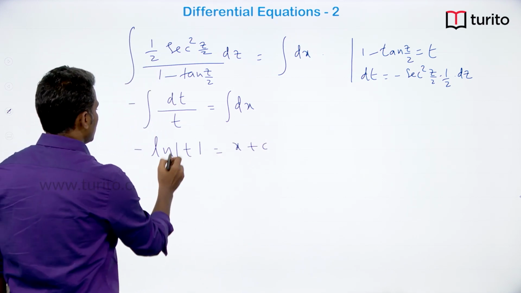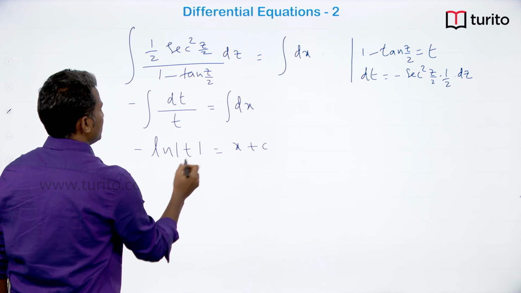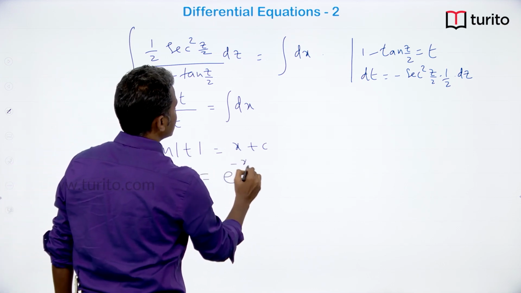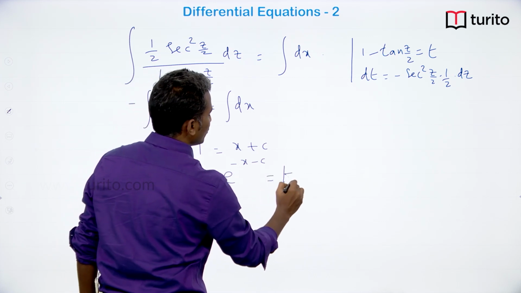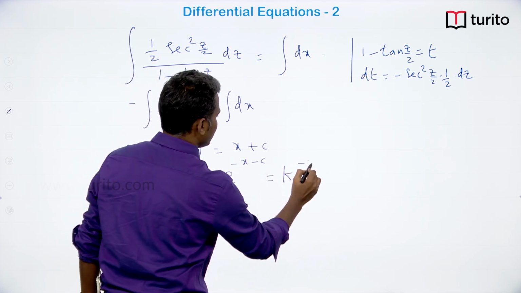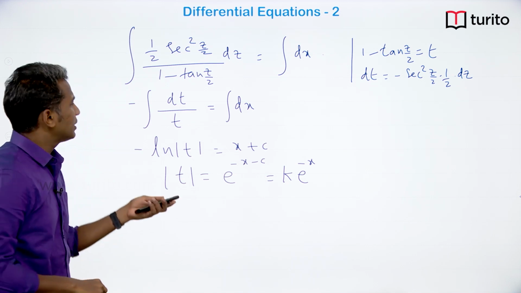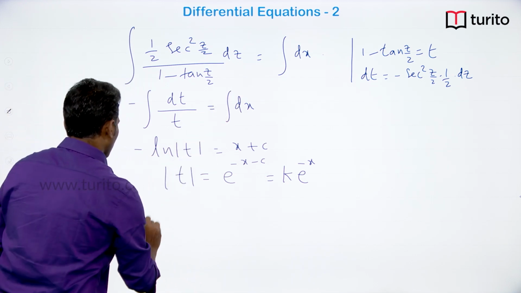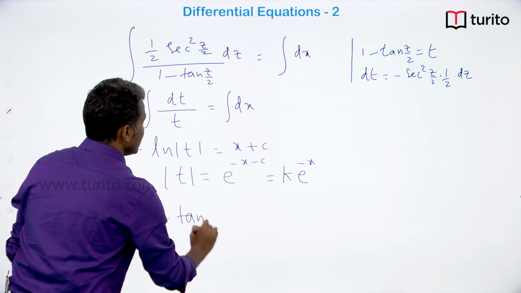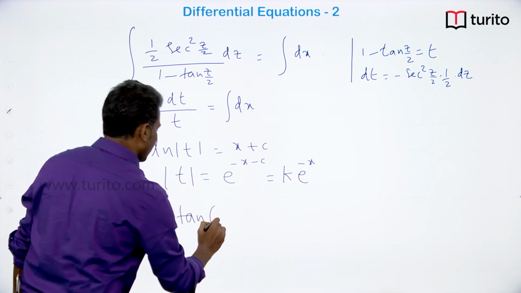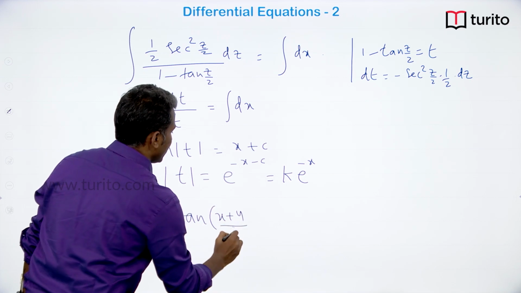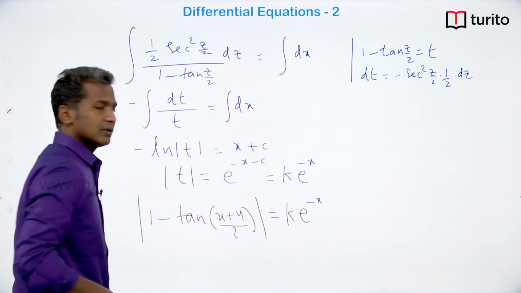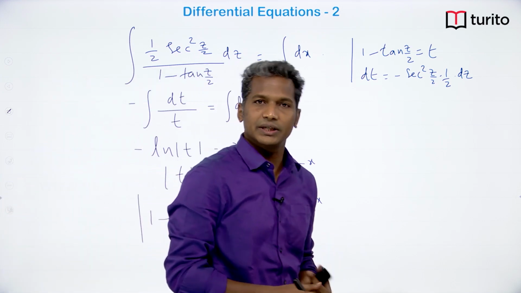Okay. So if I write directly t, we can say mod t is equal to e power minus x minus c, or we can also write it as constant k into e power minus x. Now what is our t? T is basically 1 minus tan z by 2. So mod of 1 minus tan of, what is z? Z is nothing but x plus y. So |1 - tan((x+y)/2)| is equal to k into e raised to minus x. Okay, so this is the solution of the differential equation.